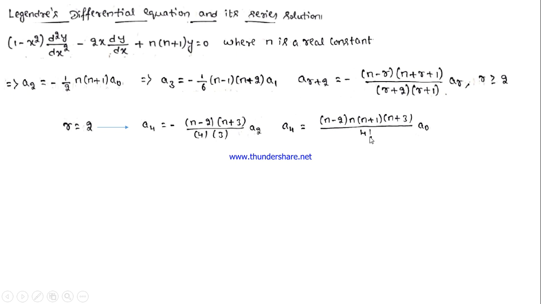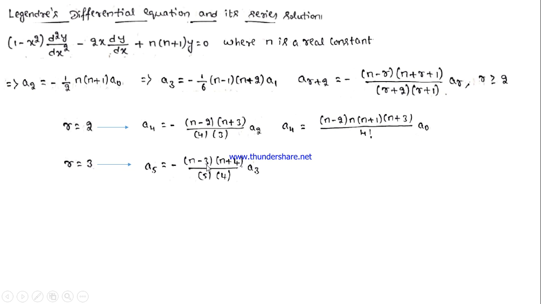That becomes 4 factorial a0. I am just intentionally writing in this fashion. That is, I am writing from least number to highest number, n minus 2, n into n plus 1 into n plus 3. Now I will take r is equal to 3 in this. So that gives a5 value, that is equal to n minus 3 into n plus 4 divided by 5 into 4 a3. I know the value of a3, substitute that here.